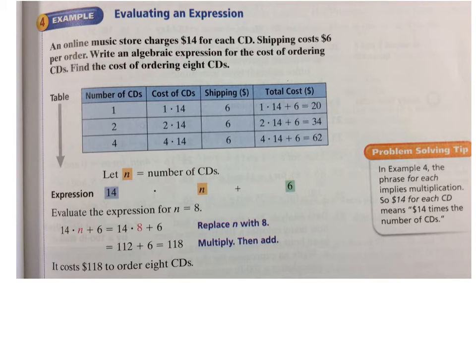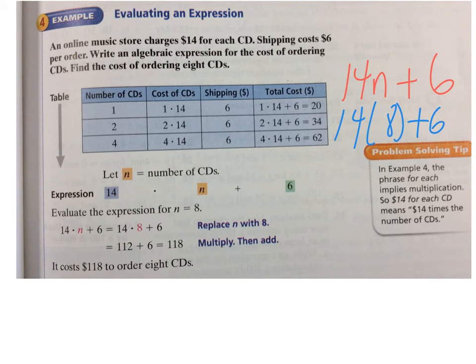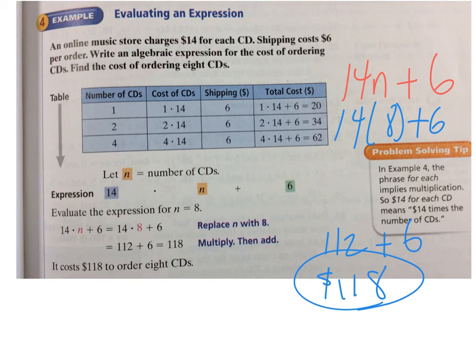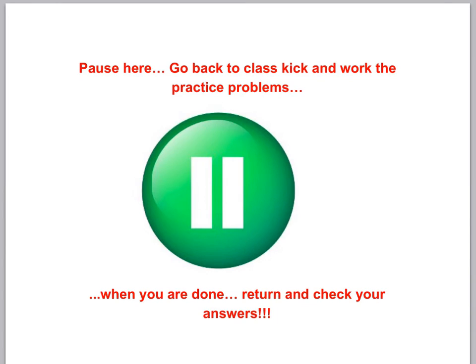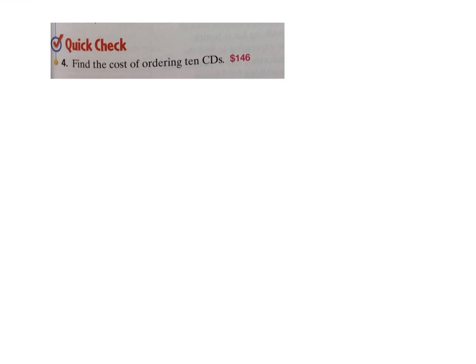So we're going to use this then to substitute, put an 8 in for our N. So again, our expression looks like this: 14N plus 6. Again, $14 each CD and $6 for the shipping. Once you substitute in for 8 CDs, so 14 times 8 plus 6. So that is 112 plus 6, which is 118. Again, the label is dollars. Pause, head into Class Kick, you work one, then come back and check.